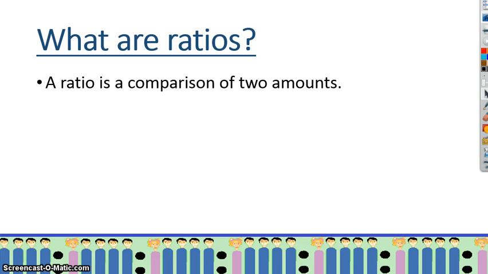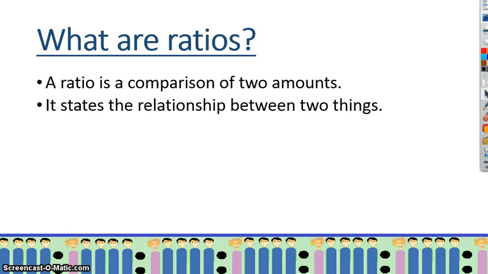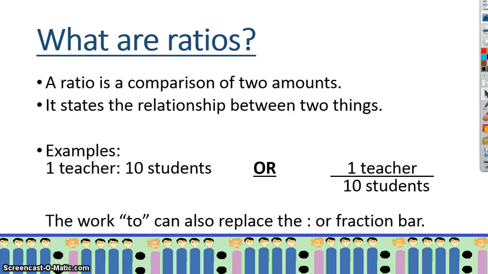A ratio is a comparison of 2 amounts. When you write a ratio, all you're doing is making a comparison between 2 numbers, 2 amounts. It states a relationship between 2 things. How is one thing related to the other? You may be on a field trip and you might say, well, here's 1 teacher and 10 students. You've made a relationship into a comparison. 1 teacher to 10 students.